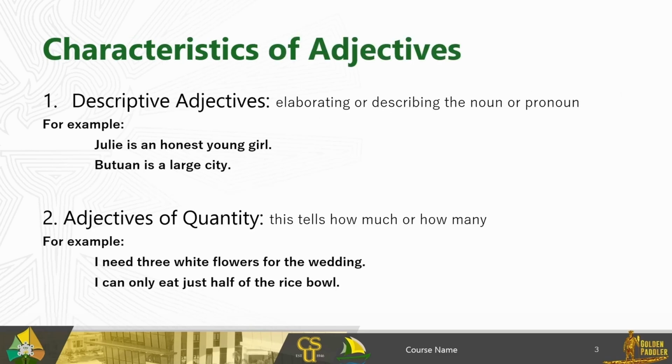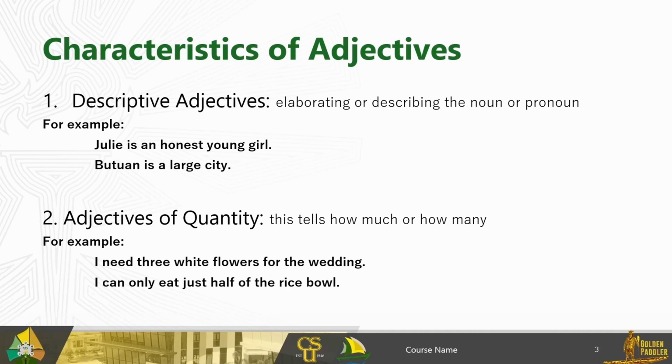There are characteristics of adjectives. First is descriptive adjective. These adjectives elaborate or describe nouns or pronouns. For example, Julie is an honest young girl. Butuan is a large city. In these sentences, we have the adjectives honest, young, and large that describe the nouns Julie and Butuan.